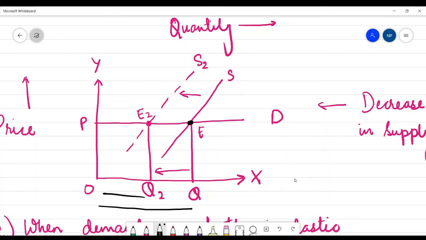So suppose OP is the price and OQ is the quantity that is demanded. D is the demand curve, which is again parallel to the x-axis, and S is the supply curve. At the intersection of the demand and the supply curve, we attain equilibrium. But what happens when there is a decrease in supply? Then, as the quantity line shifts towards the left hand side, the supply curve will also shift towards the left hand side. Therefore, the equilibrium point shifts from E to E2 to achieve equilibrium.